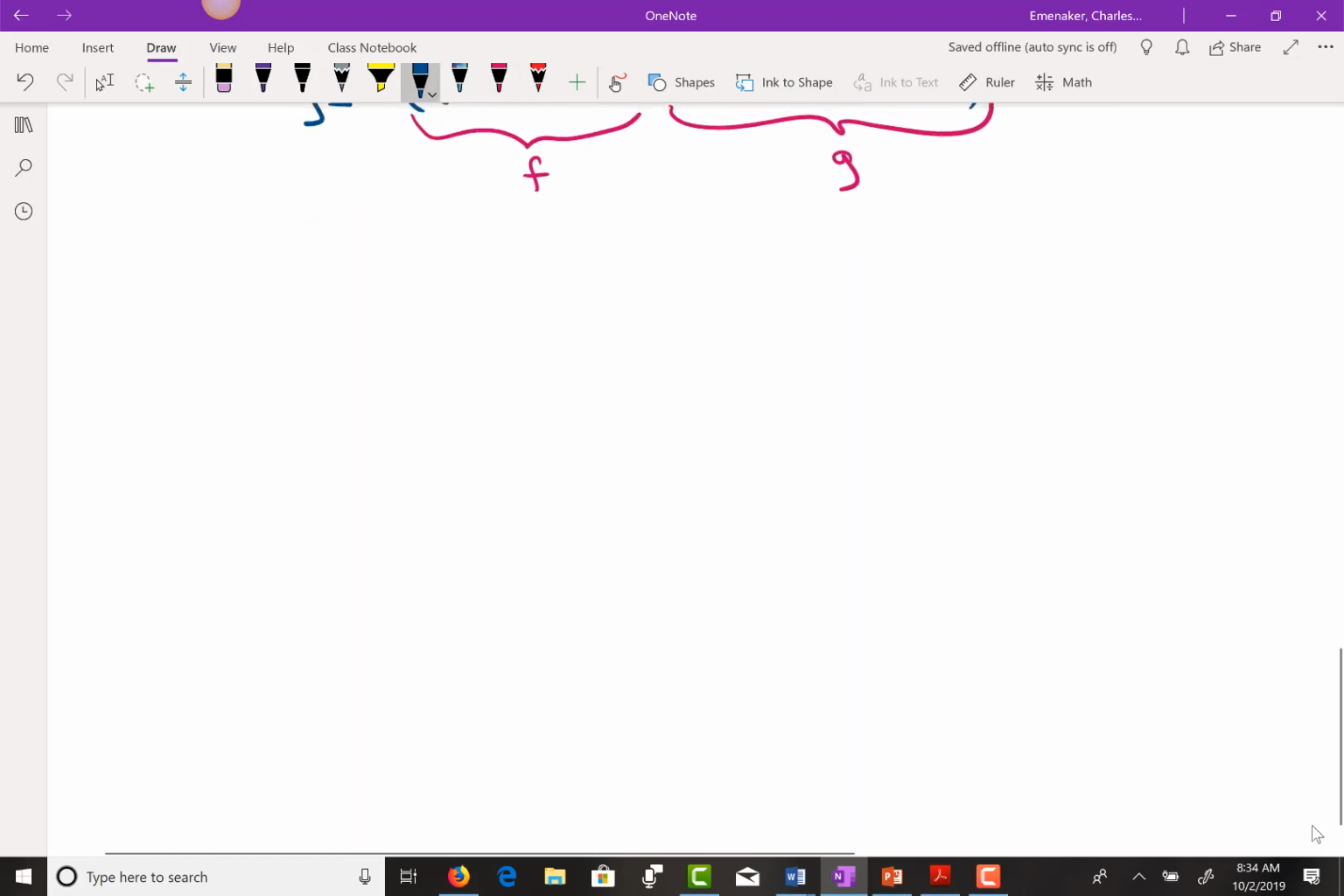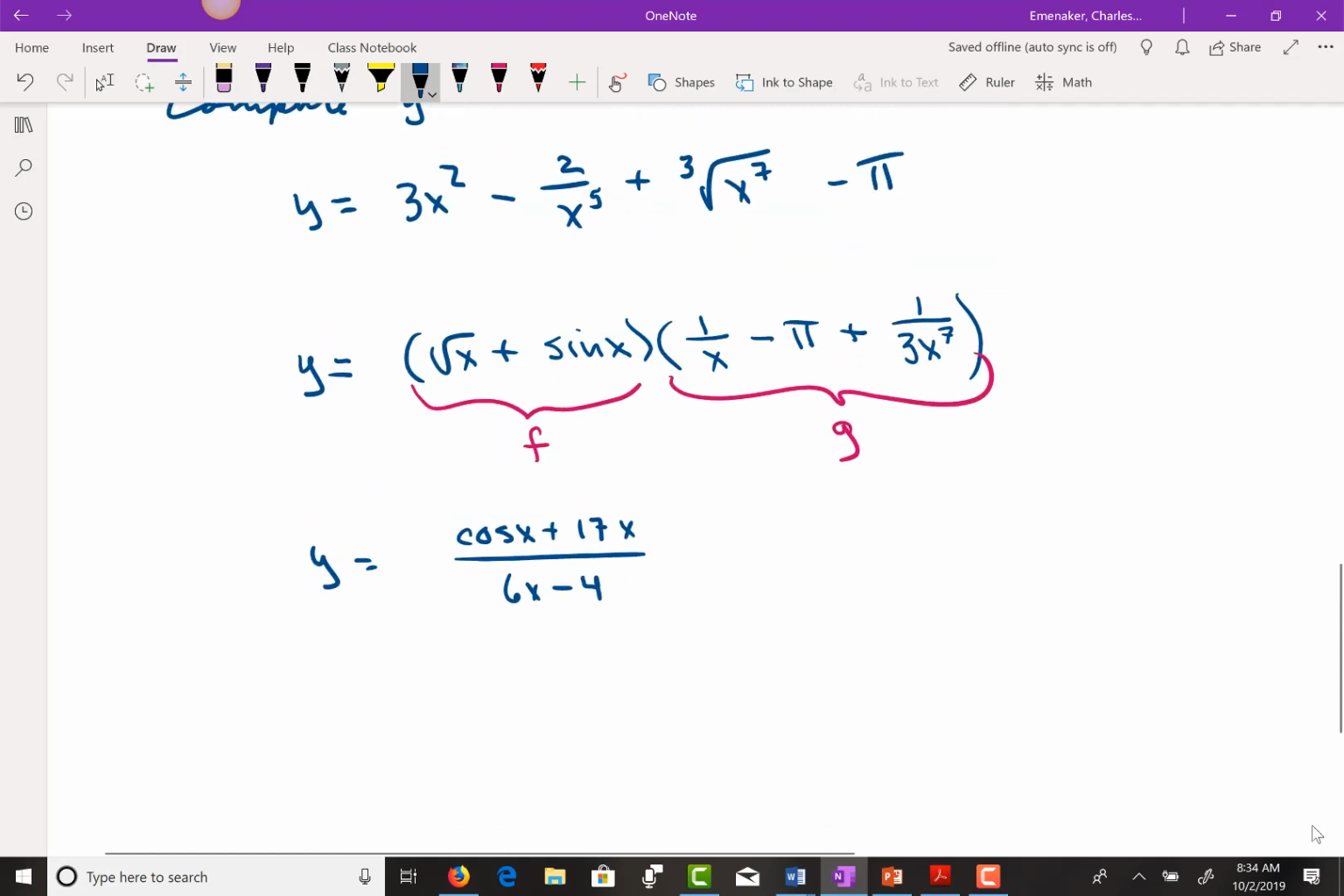Okay, another one, real fair game, would be something like this. Oh, maybe cosine of x plus 17x over, let's say 6x minus 4. How would you compute the derivative of that? Quotient rule. I am assuming that this question on the test Friday is going to be easy, quick points.